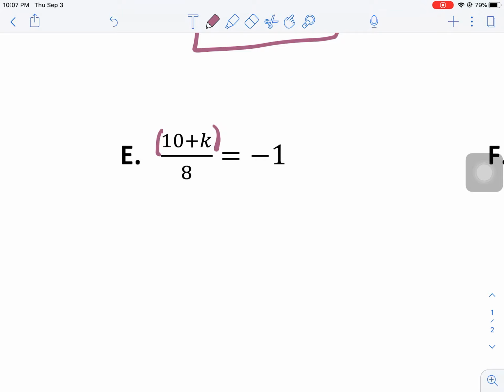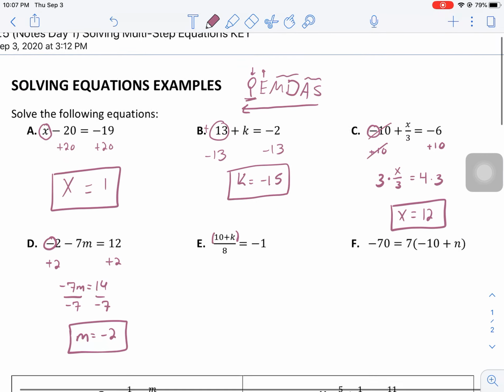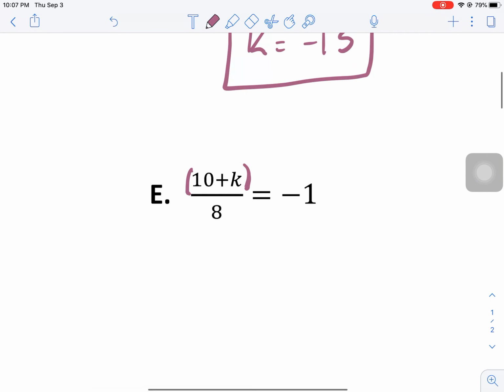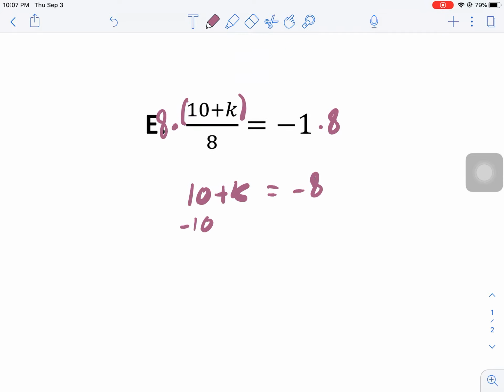So, if we think about this one, we have parentheses here, which is the very last thing we're allowed to do when we're solving. So in order to get those parentheses by themselves, we first need to undo the 8 that's being divided. So we have to multiply both sides by 8. Now we have 10 plus k by itself is equal to negative 8. Then we just subtract the 10 from both sides, and we'll get k is equal to negative 18.